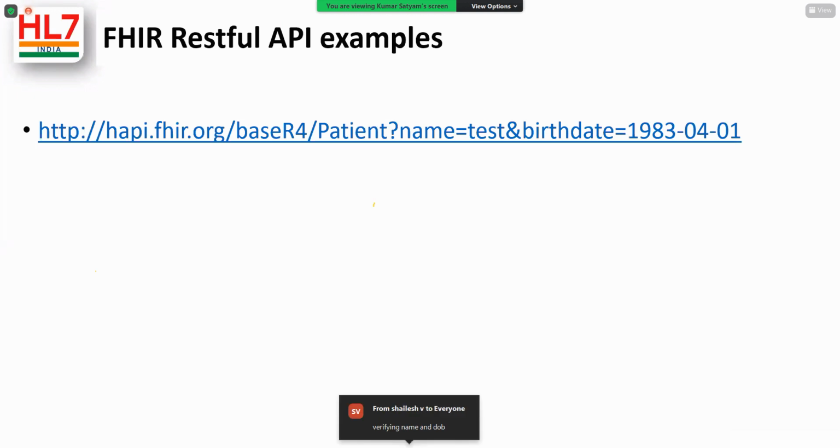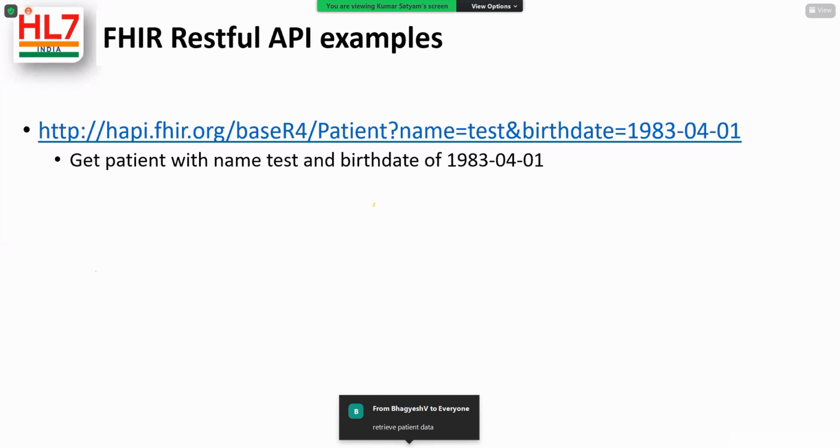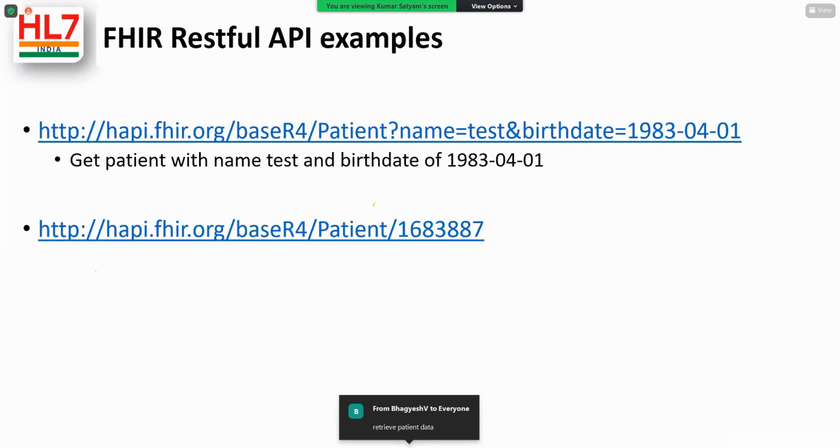Is searching for the patient with the name, test, and birth date given. Yes. So this URL actually fetches you the patient with name, test, and birth date 1983-0401. Correct? Okay, next. What does this say?